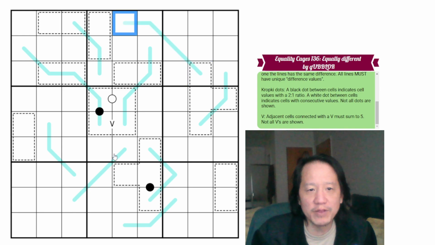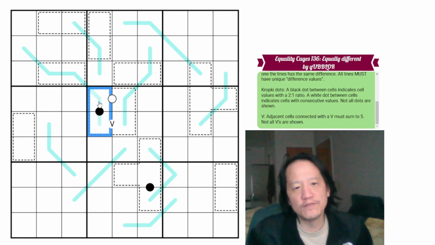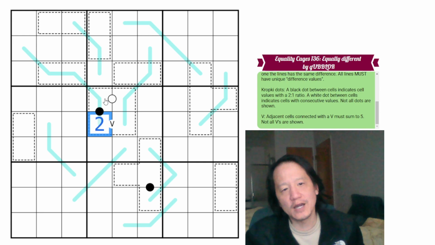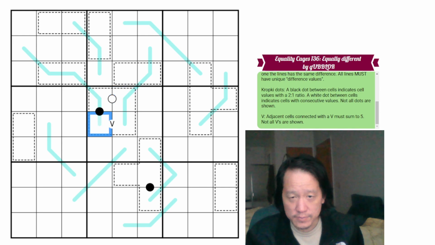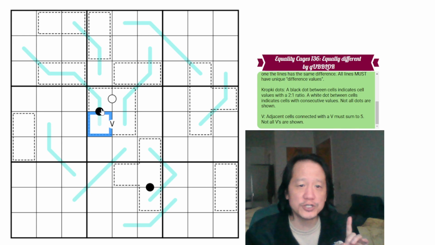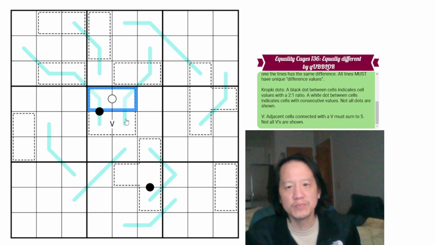Kropki dots. A black dot between cells indicates cells with a 1-to-2 ratio. A white dot between cells indicates cells with consecutive values. Not all dots are shown. So therefore, if this were a 2, this would have to be a 1 or 4 to maintain the 1-to-2 ratio. And if this were a 4, this would have to be 3 or 5 to be consecutive with the 4. And that's how Kropki dots work. Remember, black dots are in a 1-to-2 ratio. White dots must be consecutive.